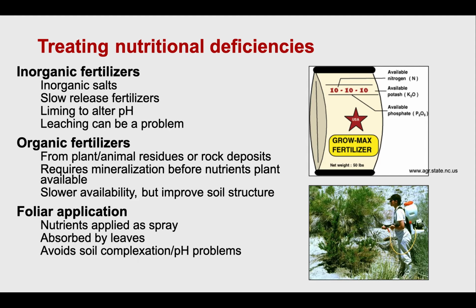So if we've identified a nutrient deficiency, there's a couple of different ways that we can treat it. For example, if we've had a plant in a pot that has just run through all of its nutrients, maybe it hasn't been repotted in new soil for a while and it depleted everything in there, we can add an inorganic fertilizer. Those are inorganic compounds and they're very slow releasing. We can add an organic fertilizer, which typically has a lot of compost to it, coming from plant and animal residues.